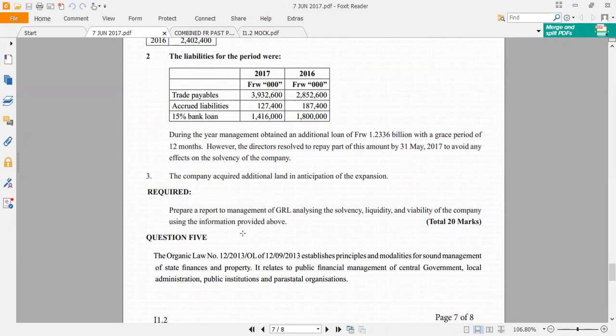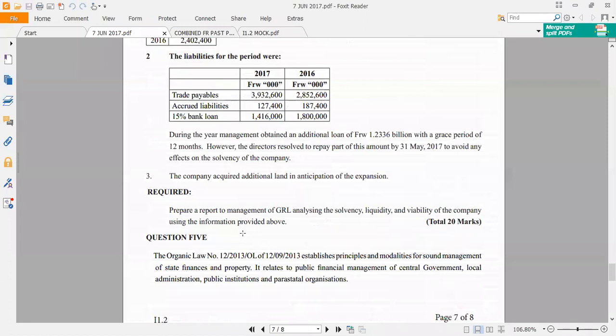Prepare a report to management of GRL analyzing the solvency, liquidity, and viability of the company using the information provided.